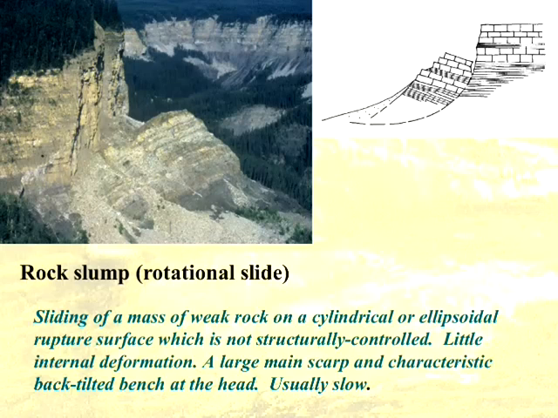Sliding of a mass of weak rock from a cylindrical ellipsoid or rupture surface, which is not structurally controlled. There's little internal deformation, and they're usually slow. Not always, but quite often rock slumps are slow. Hard to say why. I could lecture on that for a while, but they do tend to be slow.